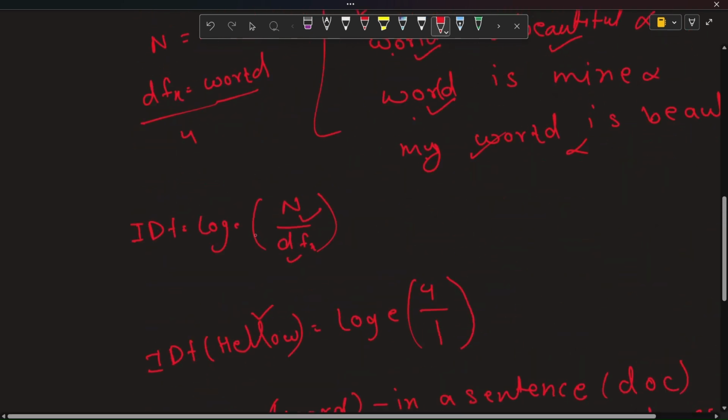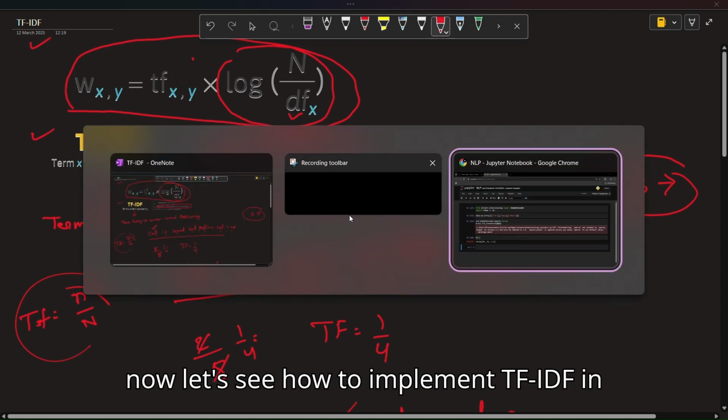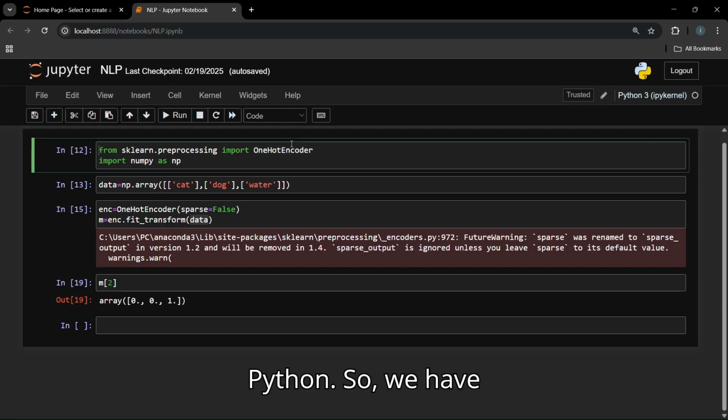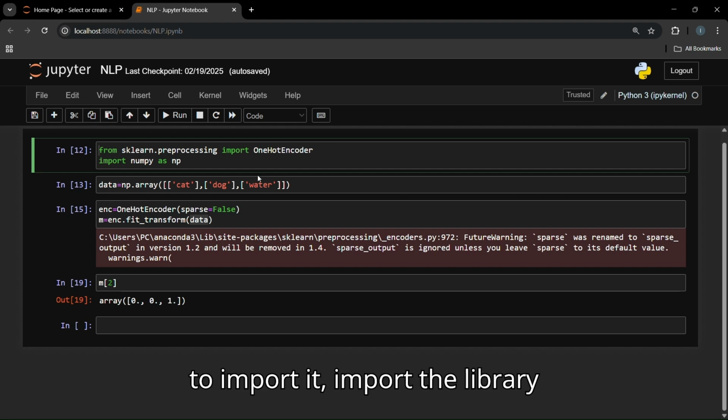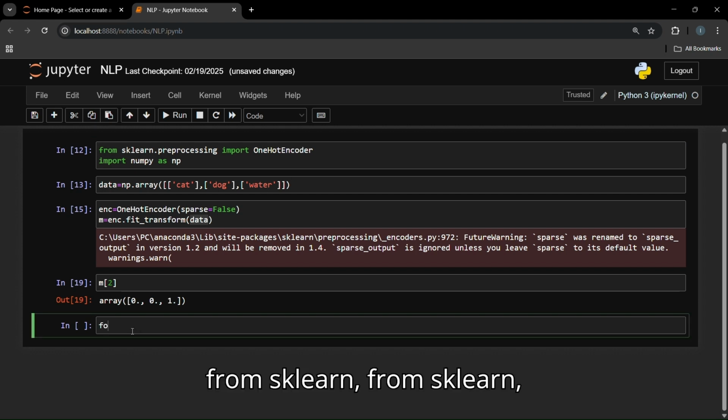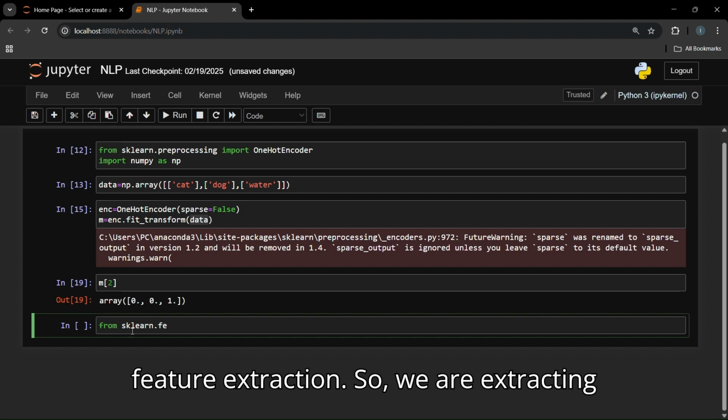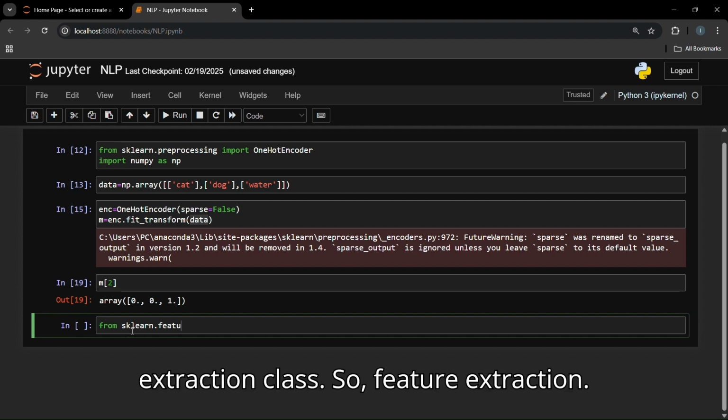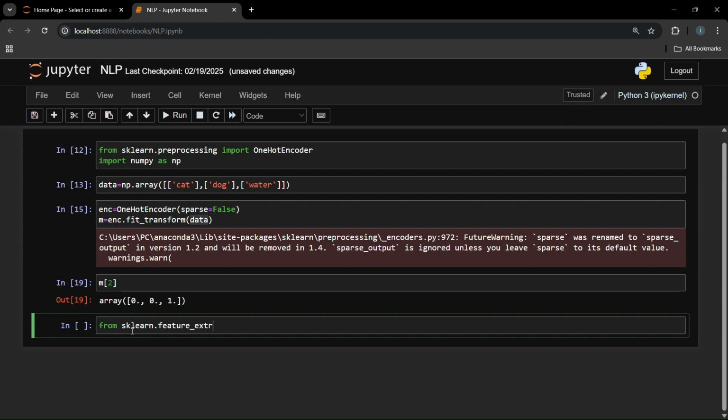Now let's see how to implement TF-IDF in Python. We have to import the library. So from sklearn dot feature extraction, we are extracting features here, that's why it is in the feature extraction class. Feature extraction dot text, import TF-IDF vectorizer.